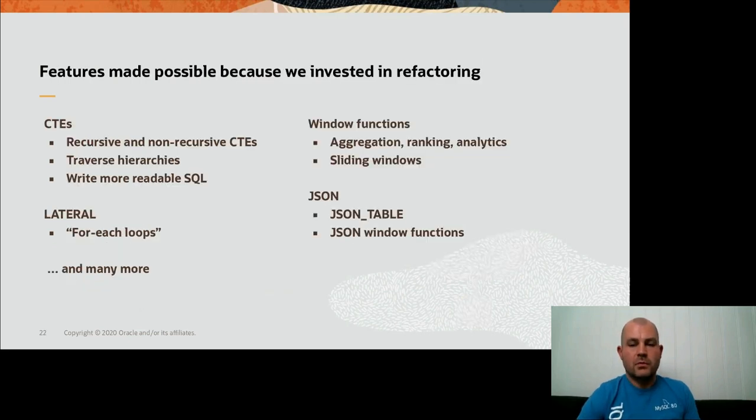So without this, especially without the stage separation, we would never have been able to deliver CTEs and window functions and lateral, and the first table function of MySQL, JSON_TABLE, is also made possible because of this. I think it's not impossible to implement this in the old stuff we had, but we wouldn't have been able to do it by now, I think. It was just too complex.